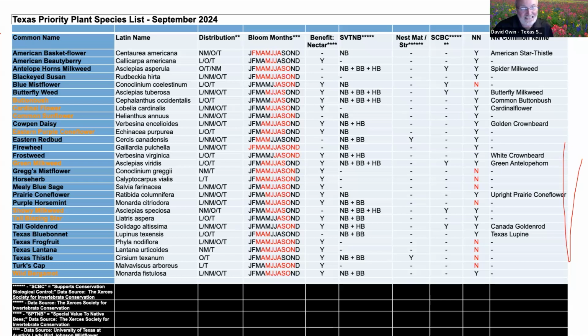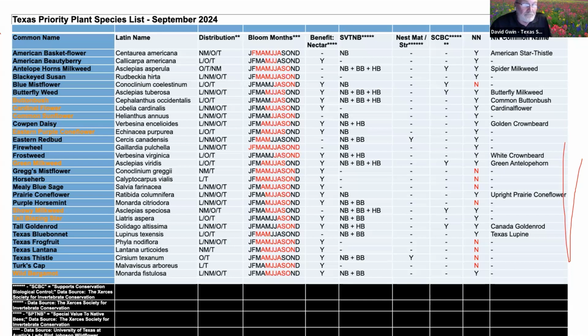The next column, the SVTMB, stands for special value to native bees, is what those first letters represent. And this shows you the group of, many of y'all will know that the bees, native bees especially, are one of the largest groups of pollinators across the continent here in North America. And so we tried to hone in on plant species that were known to be really important to bees, especially native bees. So in this column, if an NB is present, that means this plant species is known to be very important to native bees.